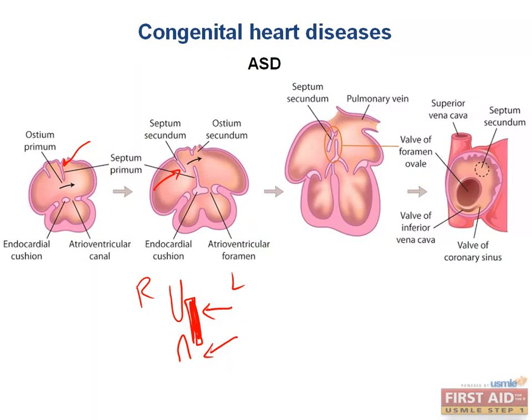Secundum, not primum, ASDs are usually caused by insufficient growth of the septum secundum itself. So obviously if this doesn't grow down far enough and it stops here, there is an ability for blood to flow from left to right abnormally. This small gap does not cover the space left open from the resorption of the septum primum, and there's now an abnormal communication between the left atrium and the right atrium.